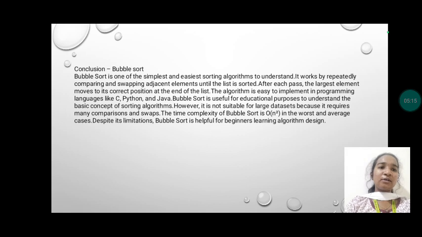However, it is not suitable for large data sets because it requires many comparisons and swaps. The time complexity of bubble sort is O(n²) in the worst and average cases. Despite its limitations, bubble sort is helpful for beginners learning algorithm design.